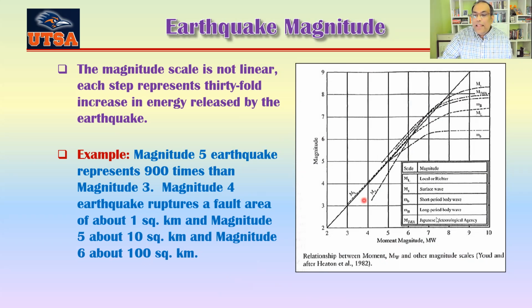Okay, and then basically you can find the relationship between different types of magnitudes. This is your ML, the local or Richter scale magnitude, and this is your moment magnitude. Okay, so for each case, you have a different line here.